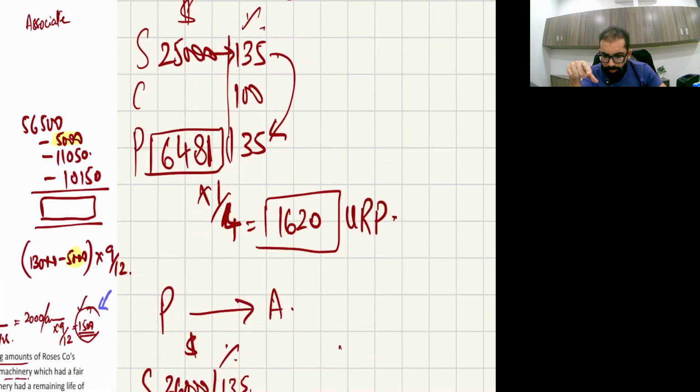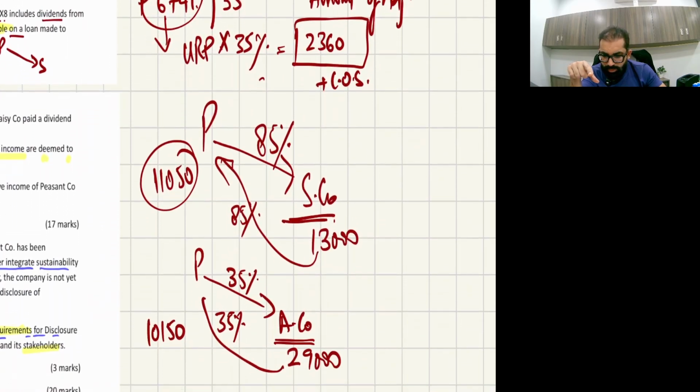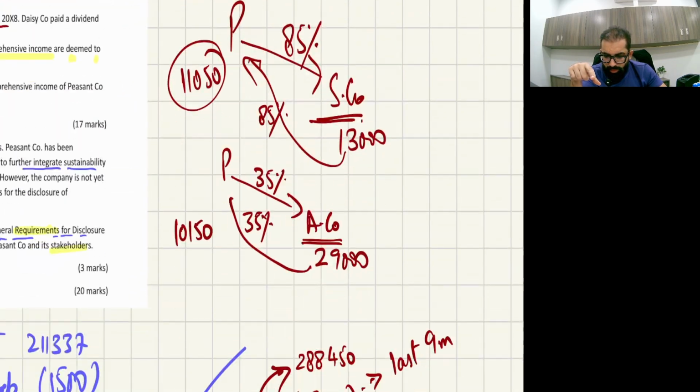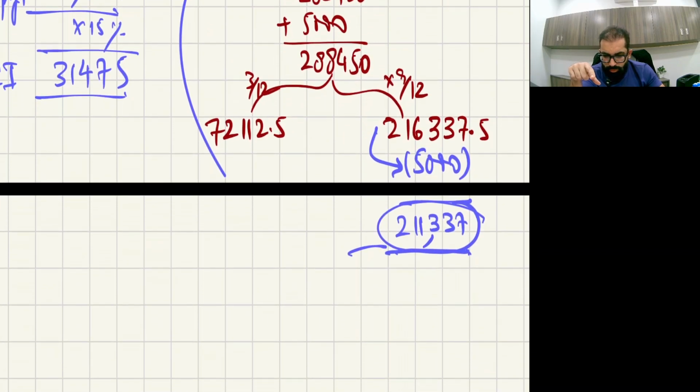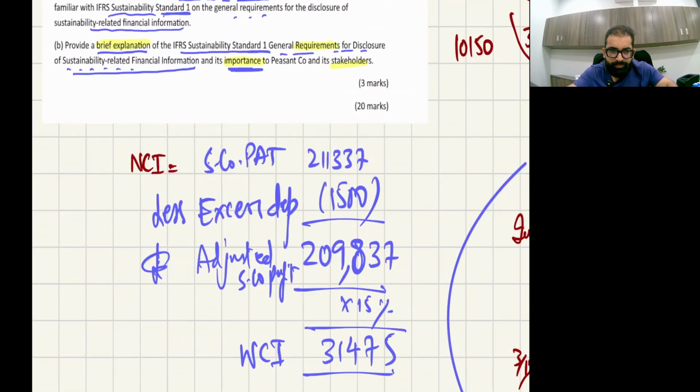Then these are some URP workings. If you want to copy this, or if you want to write this, you can do. Okay. NCI thing as well.